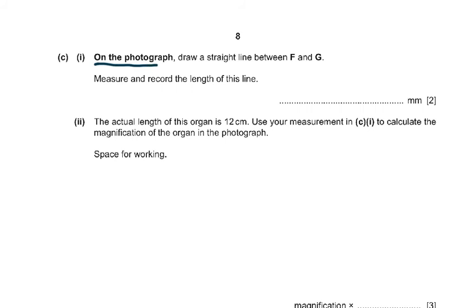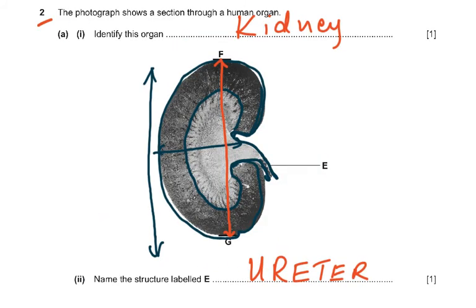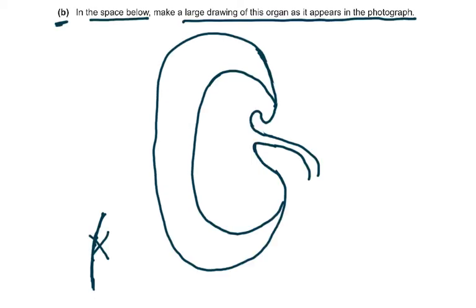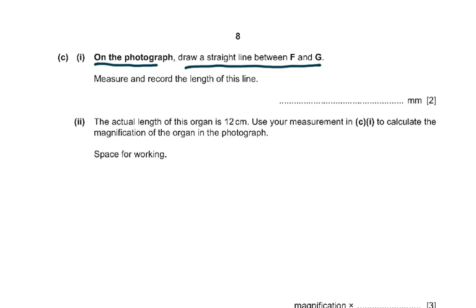On the photograph, draw a straight line between F and G. So here I've drawn this in red, a line between F and G. So this was F and this was G. So you have to draw a line, then you have to measure this line, and it says record the length, and it says millimeter.